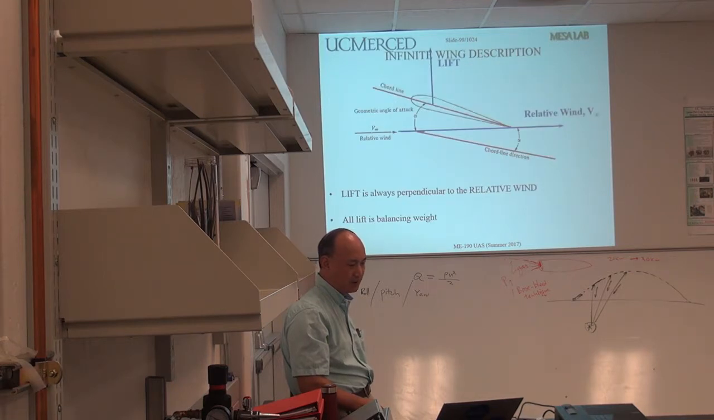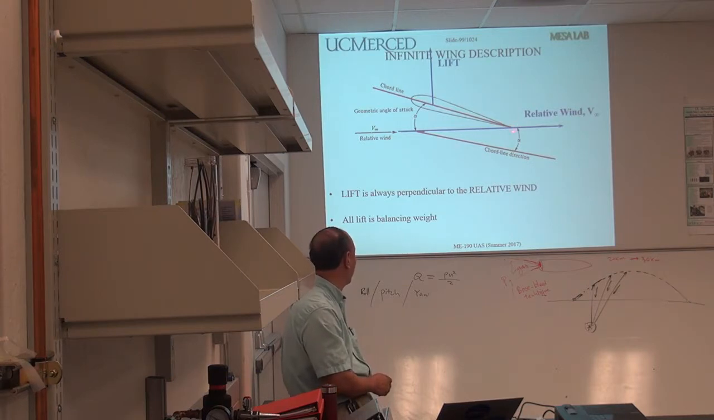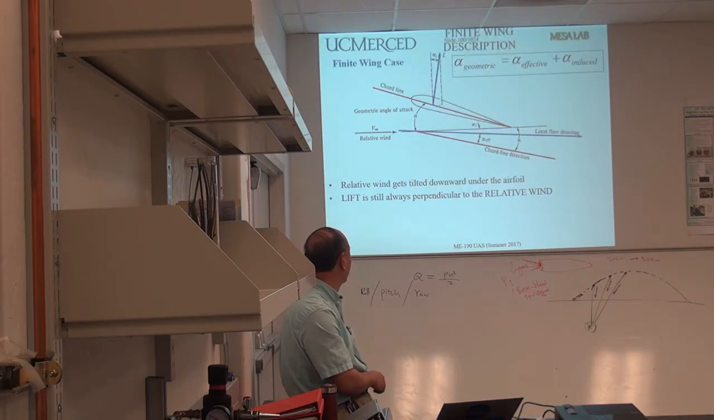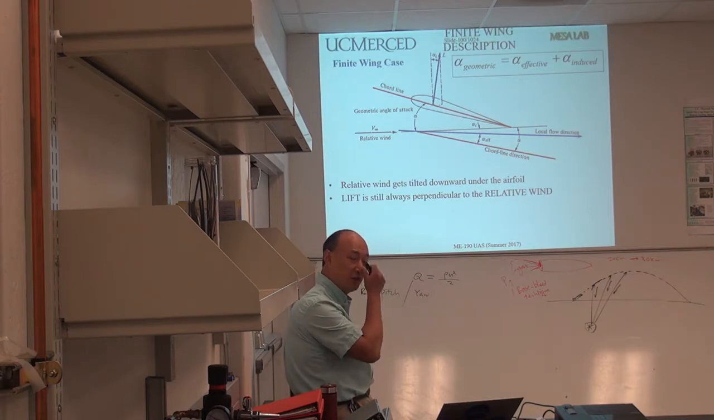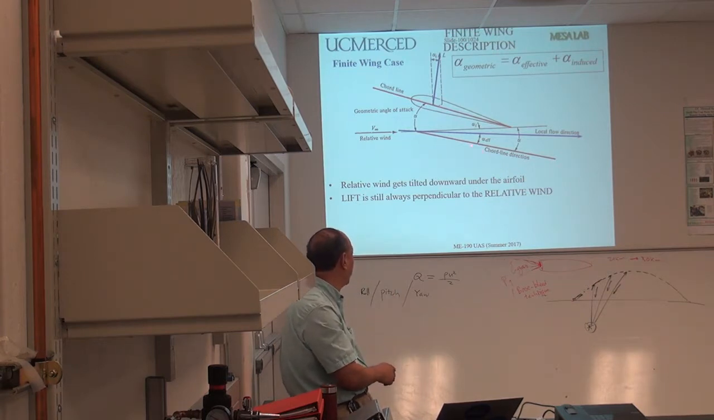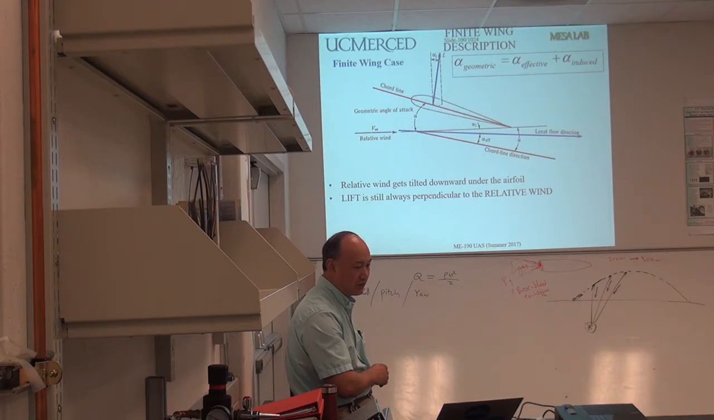And the infinite wing description is like this. We don't consider anything in here. So the relative wind is like that, and we don't have this downwash component. So the lift is always perpendicular to the relative wind, and all the lift is balancing the weight. But you have downwash because of this alpha induced. This is due to the finite wing effect, which physically introduces induced vortices that cause the downwash, making the angle of attack smaller. This is called the finite wing description, and this is realistic.